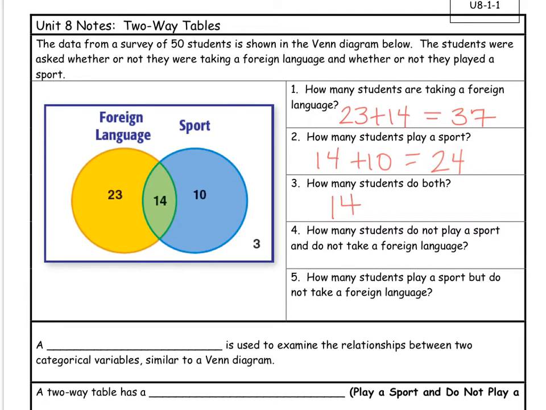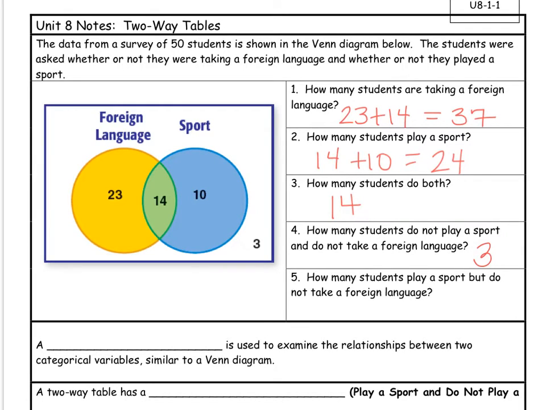Question 4, how many students do not play a sport and do not take a foreign language? So the students that don't play a sport and don't take a foreign language are not in those two circles of the Venn diagram. They're this number down here in the lower right. And 3 students are outside those circles. They do not play a sport and do not take a foreign language.